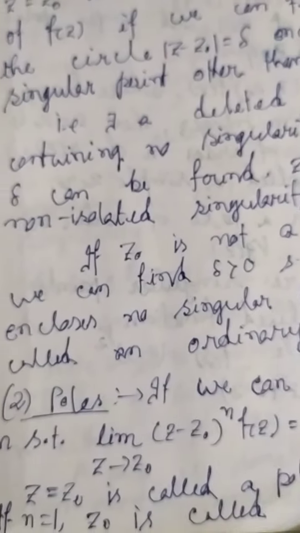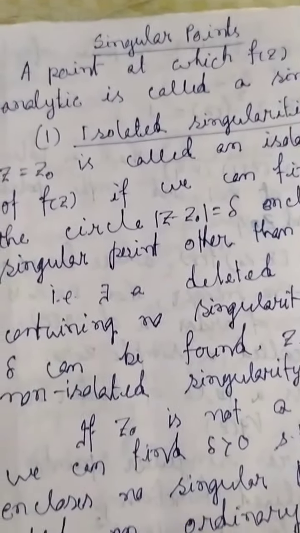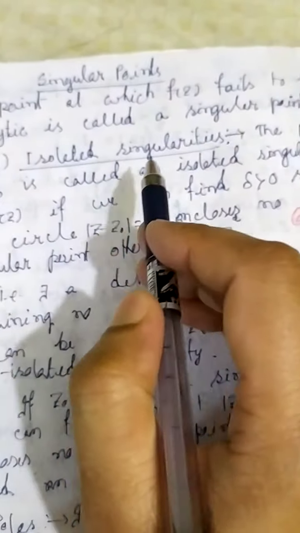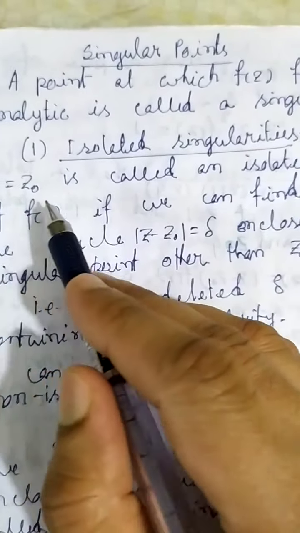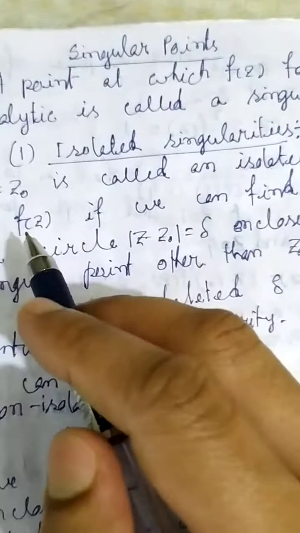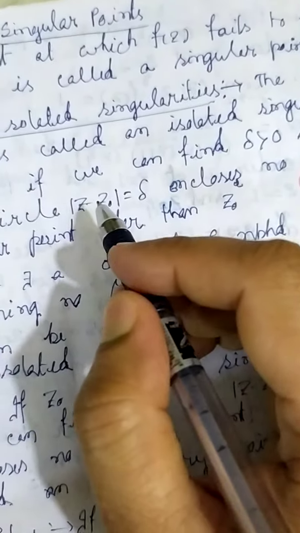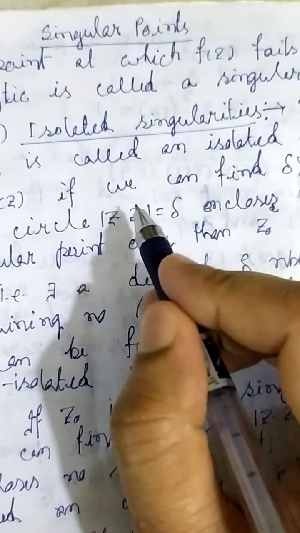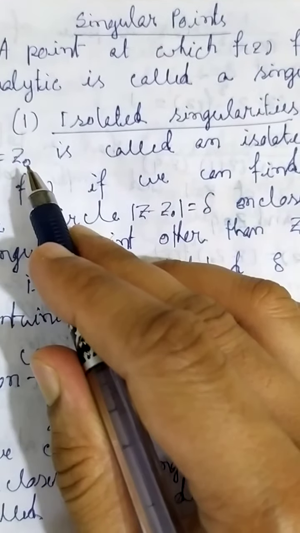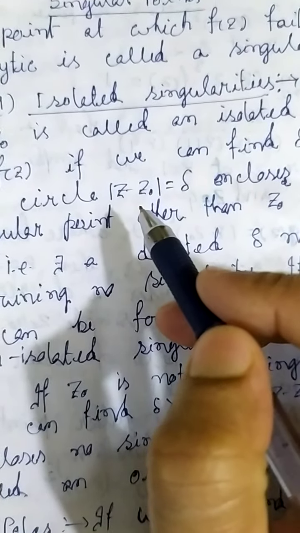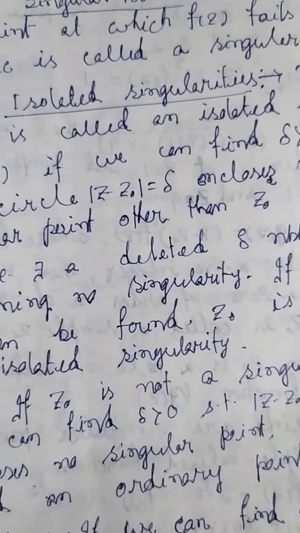This is nothing but the isolated singularity. So you just remember isolated singularity. What is an isolated singularity? The point z0 is said to be an isolated singularity if we can find a circle such that the circle contains only the singular point z0. There is no other singular point; we have only the singular point which is z0.